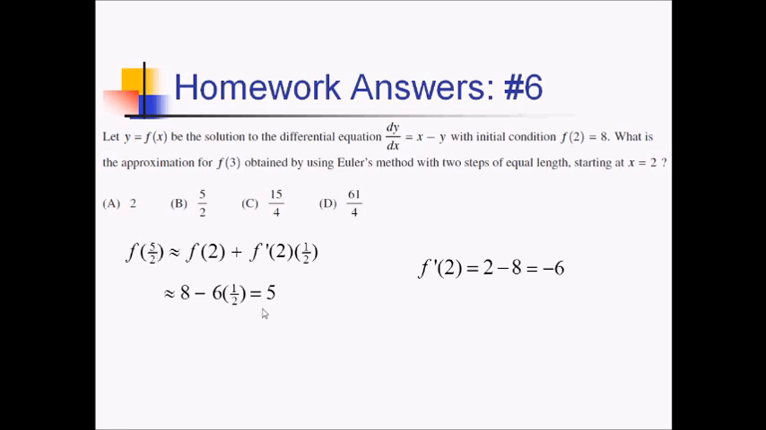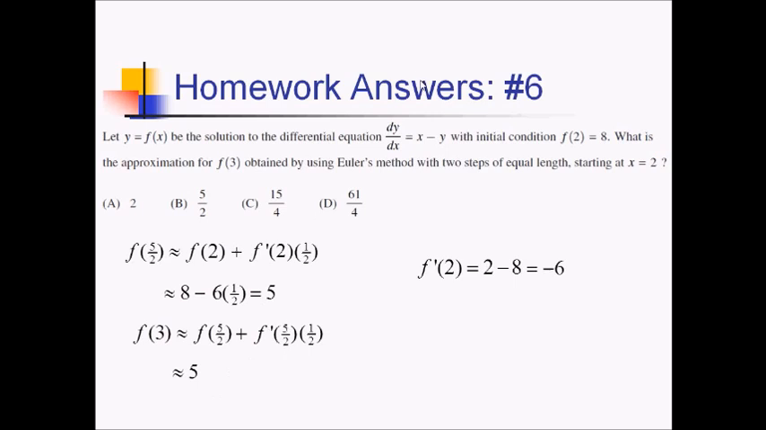Now we have to approximate f of 3 using this value. So for f of 3, I'm going to do f of 2.5, which we just approximated here, plus f prime of 5 over 2, or 2.5, times a step of 1/2 still. F of 5 over 2, that's approximately 5. We found that earlier.